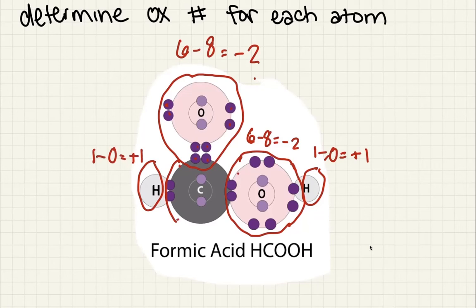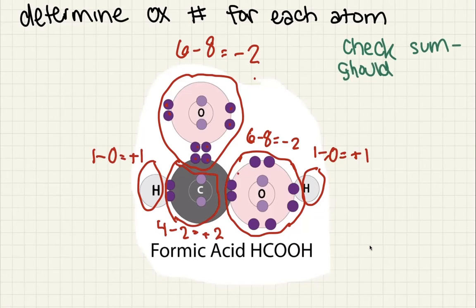And now let's look at this carbon. It gets to keep the 2 from this bond, but it lost these ones. So it started with 4 and now it only has 2. So it's going to have an oxidation state of +2. And now we need to check our work, because we want to make sure that the charges add up to 0 because we have a neutral molecule. So check the sum. It should equal the formal charge.